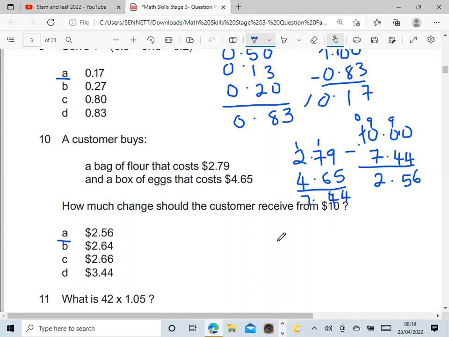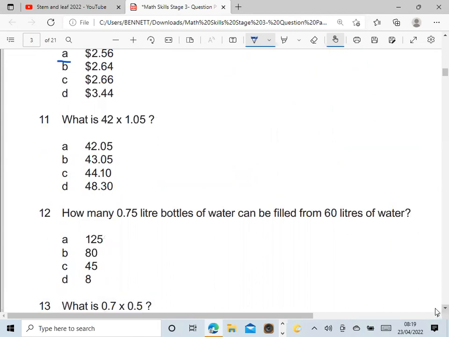So it's 8. Guys, you have to be careful with them, all right? All right, go ahead and do number 11. What is 42 multiplied by 1.05?